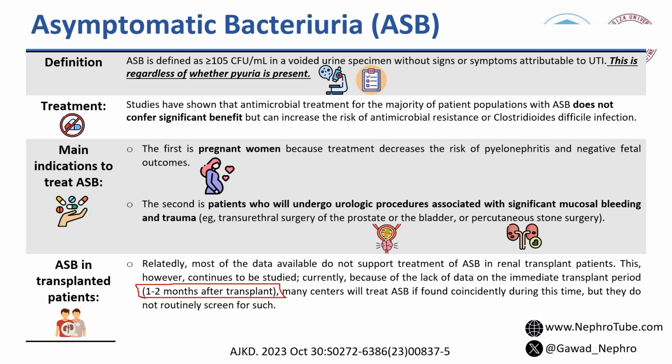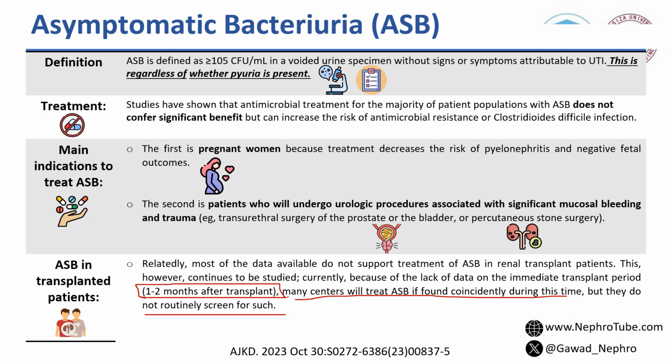If there is asymptomatic bacteriuria within the first 2 months after transplantation, many centers treat asymptomatic bacteriuria in this time. But actually, should we screen for asymptomatic bacteriuria in this period, 1 to 2 months after transplantation? The answer is no. Don't routinely screen for UTI in this period.